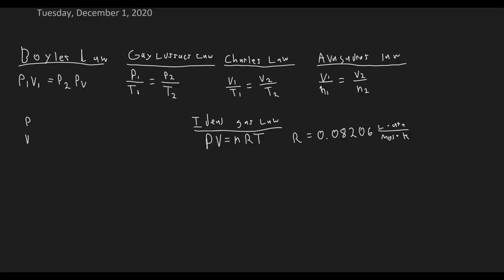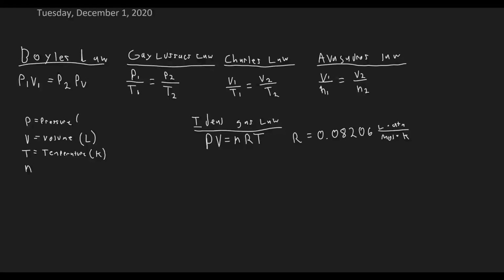P, V, T, N. So P is pressure, V is volume, T is temperature, and we have to note the temperature should be in Kelvin. Volume will typically be in liters, but we could use another unit.